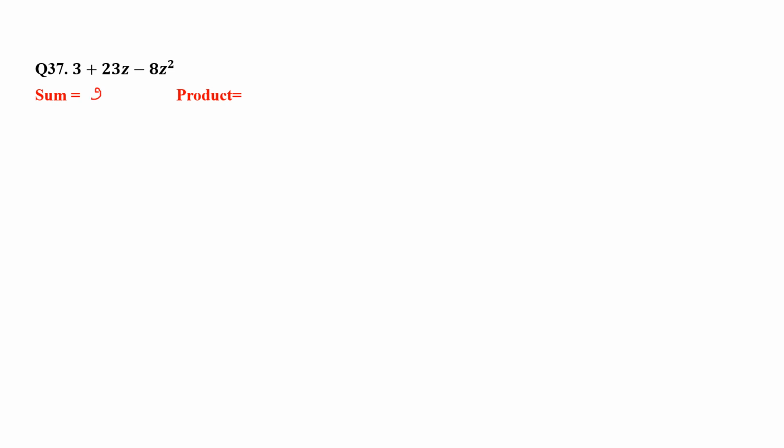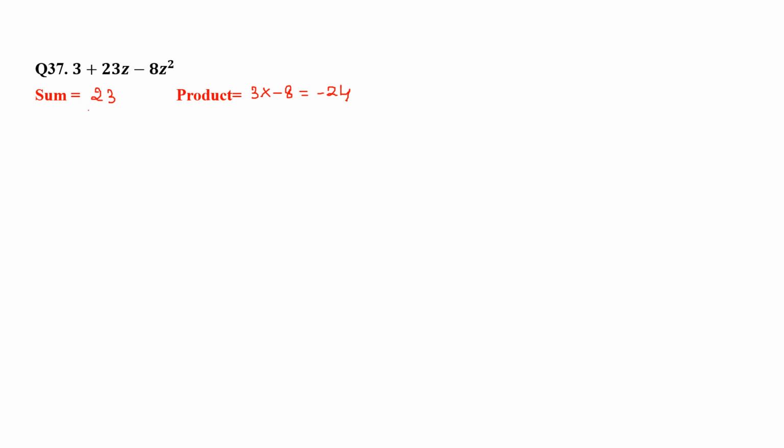So the sum should be 23 and the product of the two numbers should be 3 into minus 8, which will give you minus 24. Now you have to see the product is negative. It means of the two numbers you choose, one of them is negative. Now which number will be negative? The greater one or the smaller one?